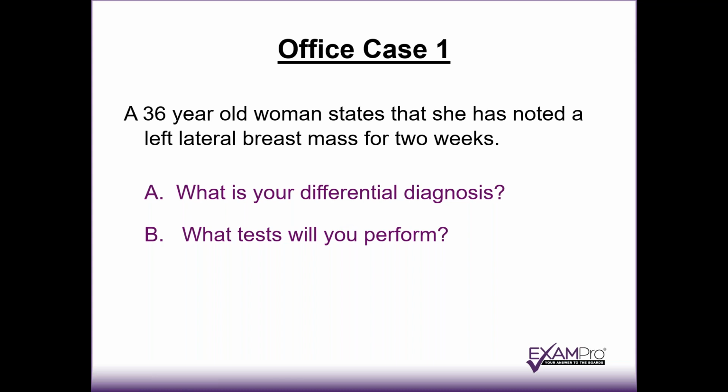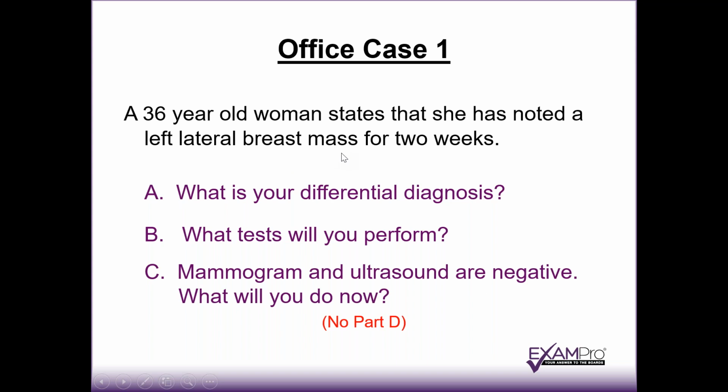So now to tests. What tests would you order here for what's described here? Well, she's a 36-year-old, so if it's a mass, then I would go for a diagnostic mammogram with ultrasound if needed. Sounds good. Exactly right. Left diagnostic breast imaging mammography with contact ultrasound, I think, would be great. Great. Let's do that. Mammogram and ultrasound are negative. What will you do now?